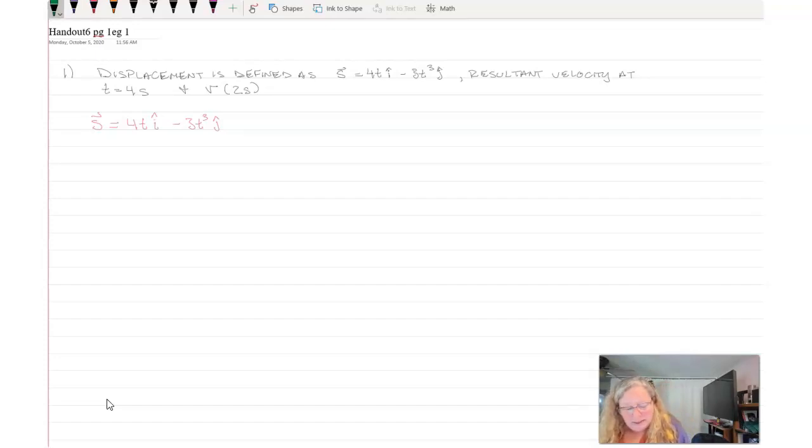Another way I could say that is that my position function in terms of time in the x is 4t, and that my position function in terms of y is negative 3t cubed. That's all that says. So if I'm given something like this, all the rules that applied before still apply now.